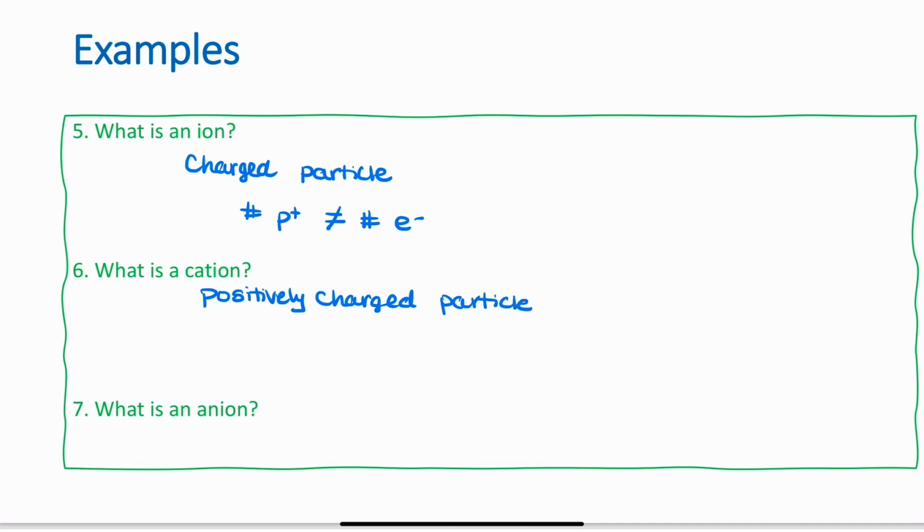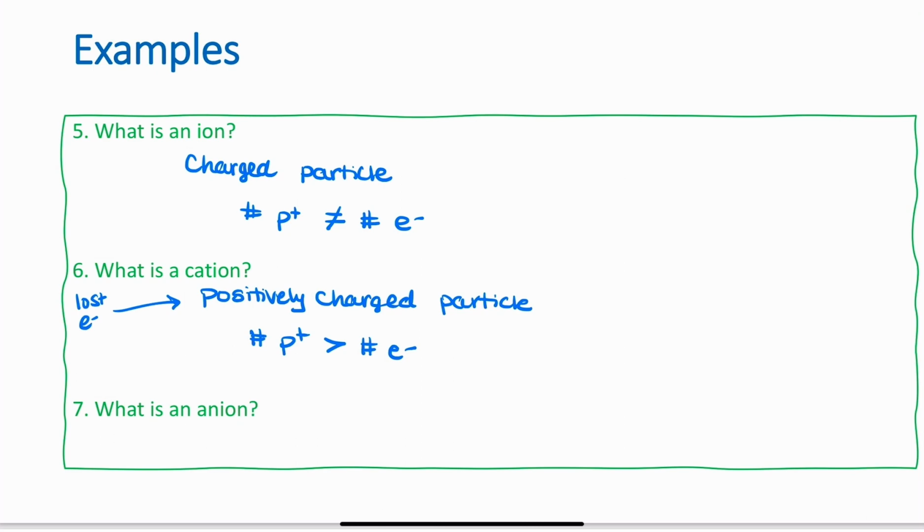So cations are positively charged. To form that, it means it lost electrons. Maybe 1, maybe 2, maybe 4. Okay, different species can lose different numbers of electrons, but it lost electrons. So the number of protons here is greater than the number of electrons that I have present.